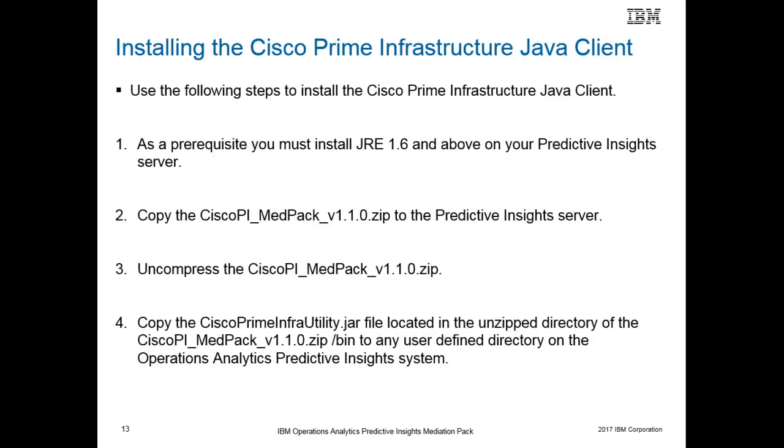This slide shows the steps needed to install the Cisco Prime Infrastructure Java client. Before you can use the Java utility, you must have installed the Java JRE 1.6 on your Predictive Insights server where the Java utility will be installed. The first steps to install the Java client are to download and unpack the Cisco Prime Infrastructure Mediation Pack. You must then copy the Cisco Prime Infrastructure jar file from the bin directory of the Mediation Pack to any user-defined directory on the Operations Analytics Predictive Insights system.